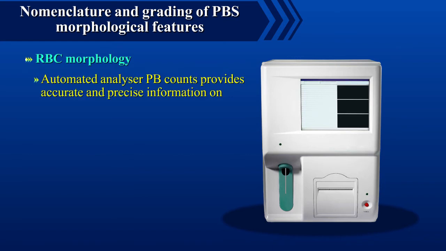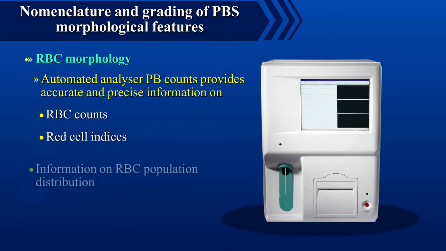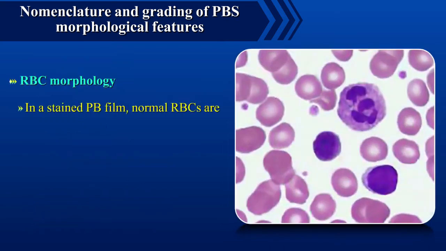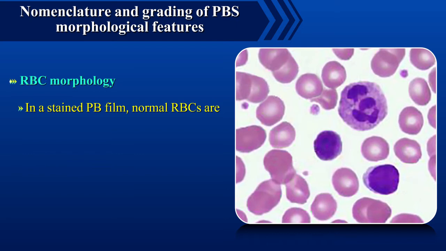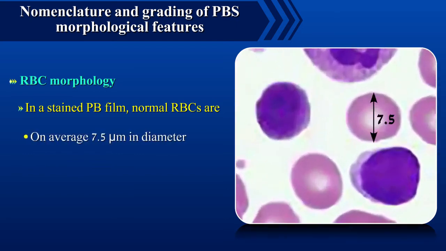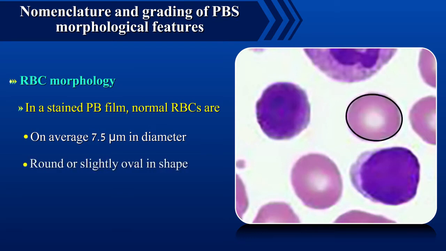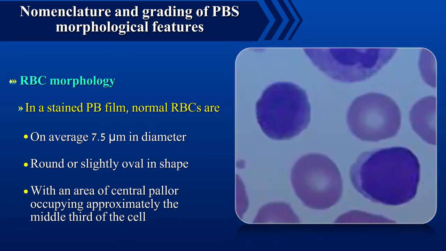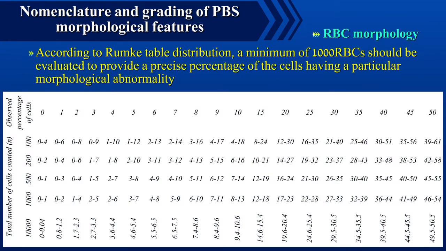Automated analyzer peripheral blood counts provide accurate and precise RBC counts and red cell indices, information on RBC population distribution, size, and hemoglobin content in a stained peripheral blood film. Normal RBCs are on average 7.5 microns in diameter and round or slightly oval in shape, with an area of central pallor occupying approximately the middle third of the cell. According to Rumpke distribution table, a minimum of 1000 red blood cells should be evaluated to provide a precise percentage of cells having a particular morphological abnormality.